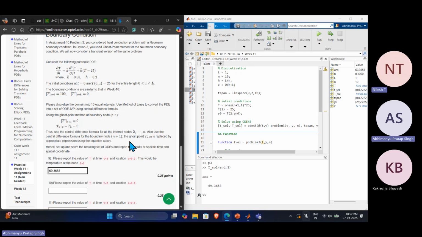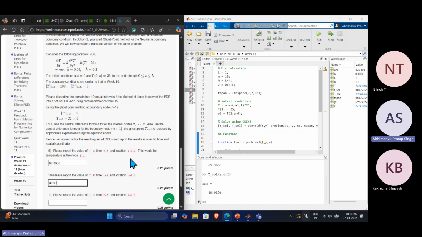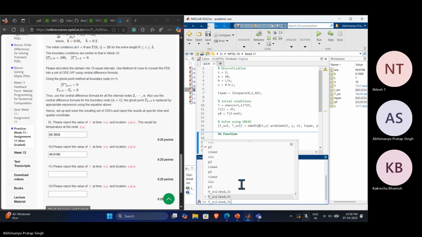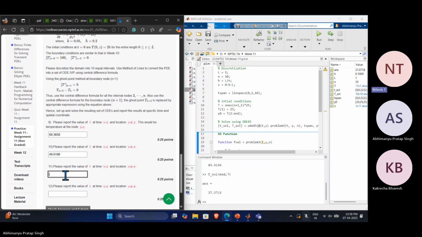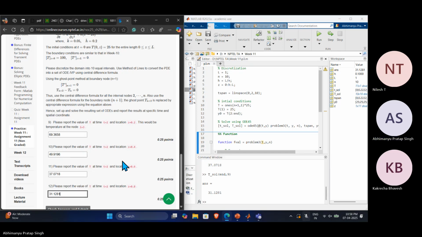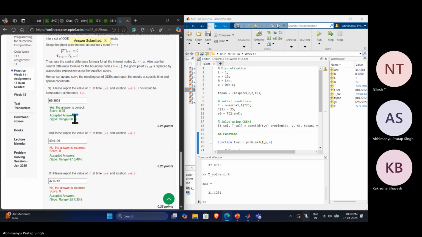Three, no, six, problem five, eight. Five. 49.9196. You must be getting these values only. Just one minute, I will check. One, and ninth one. Six. Only the first one is matching because the range is very large for this one.